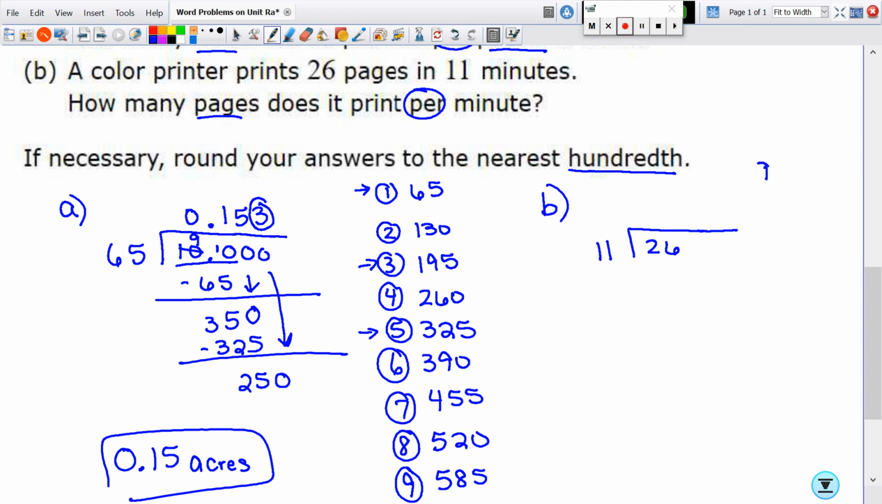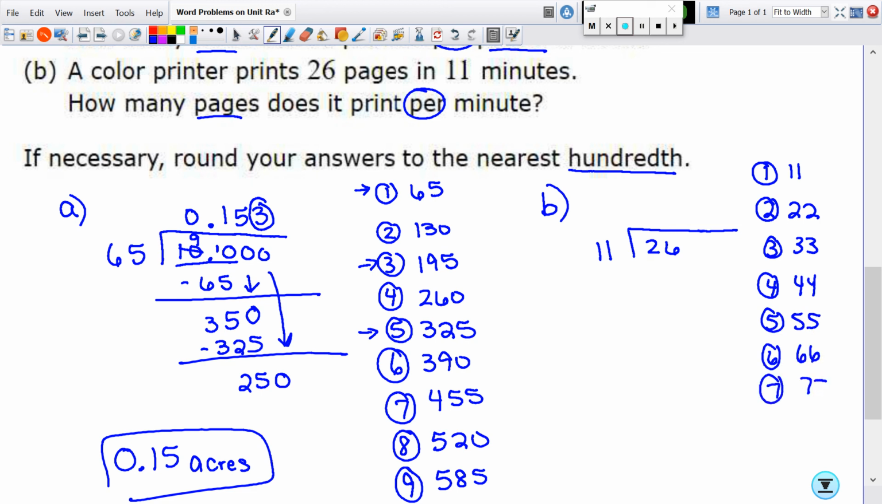So my first number is 11. My second number is 22. Third number is 33. These are pretty simple. Fourth is 44. You're just adding 11 each time. 55, 66, 77, 88, 99. Okay, so 26, 33 is too big, so I'm going to use the 2 here. And the number beside it is 22 underneath. 26 take away 22 is 4.